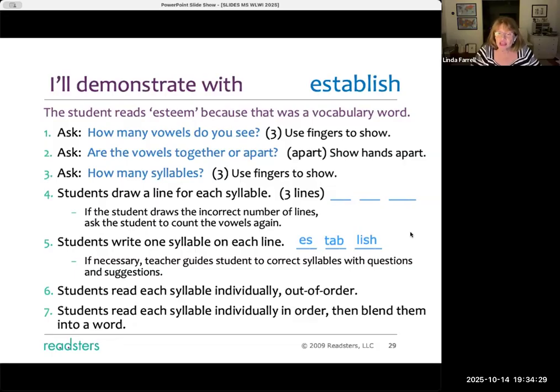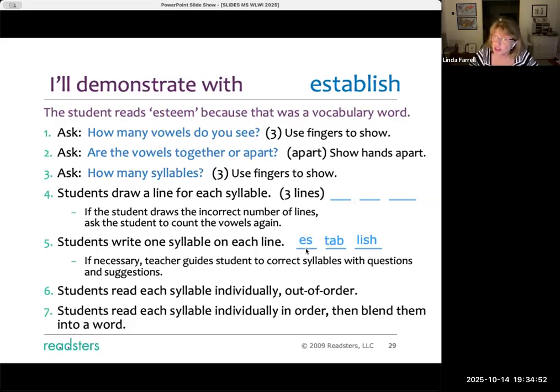Sometimes they go establishment. They're clearly not reading. They're getting a couple of syllables and then they're guessing. So I say, read the last syllable, read the middle syllable, and read the first syllable. So they go lish, tab, s. And then I will say, read the last 2 syllables, tablish.